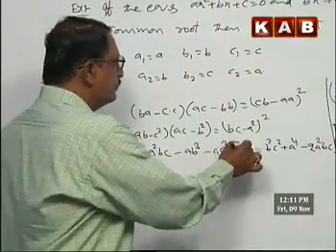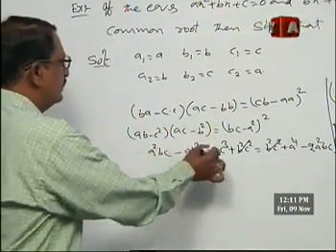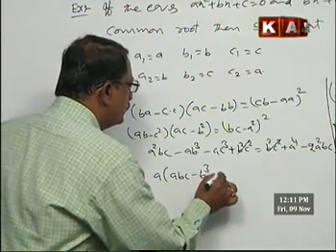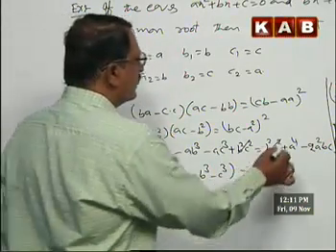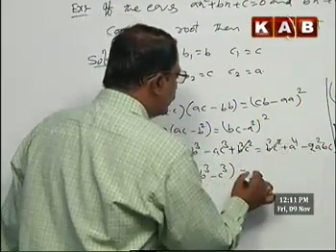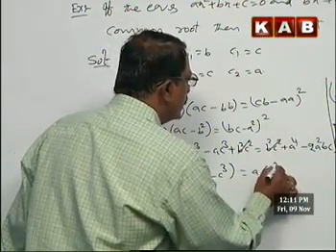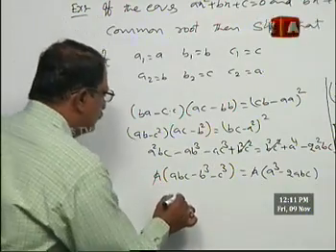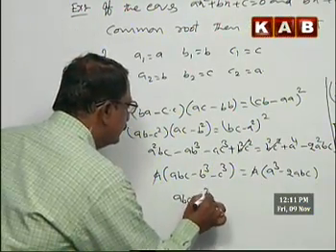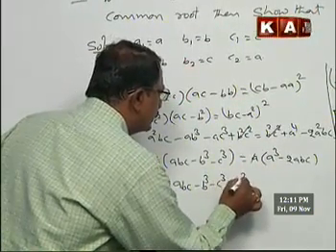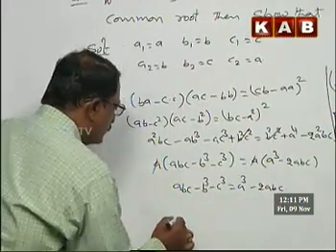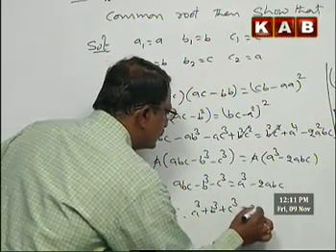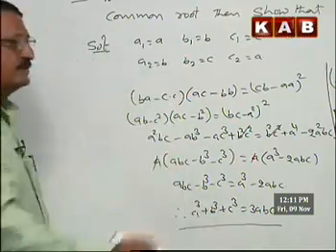Now, on both sides b square c square cancel. On the left side, taking a common, we get abc minus b cube minus c cube equals to, on the right side also taking a common, a into a cube minus 2abc. On both sides a gets cancelled. Now abc minus b cube minus c cube equals to a cube minus 2abc. Therefore a cube plus b cube plus c cube equals to 3abc. It is the required condition.